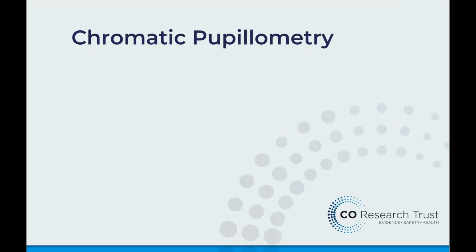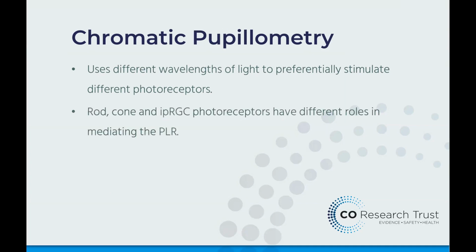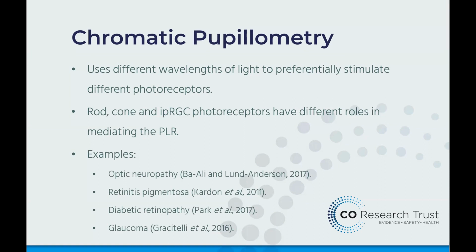The other main form of pupillometry is chromatic pupillometry. This involves using different wavelengths of light to preferentially stimulate different photoreceptors in the eye. This is important as rod, cone, and intrinsically photosensitive retinal ganglion cells have different roles in mediating the pupillary light reflex. It's often used in research that regards eye conditions, including optic neuropathy, retinitis pigmentosa, diabetic retinopathy, and glaucoma.